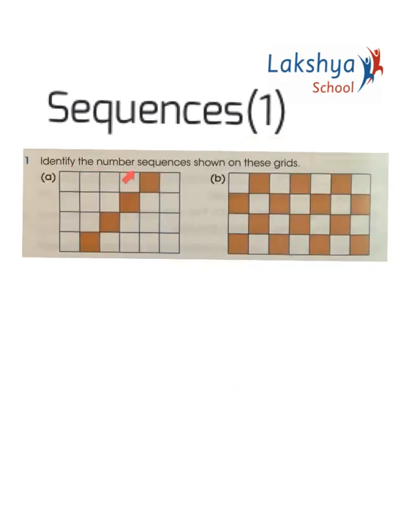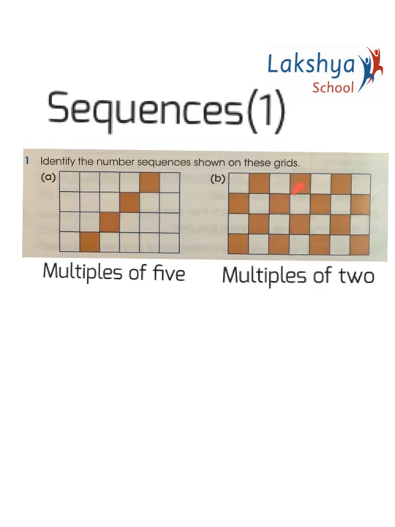Question 1. Identify the number sequence shown on these grids. When you observe the grid, you see that every fifth square has been colored. 1, 2, 3, 4, 5. 1, 2, 3, 4, 5. So the number sequence on the grid is the multiples of 5. When you observe the second sequence over here, we see that every second number has been shaded. So 1, 2 is shaded, 3, 4 is shaded. So this would be the multiples of 2.